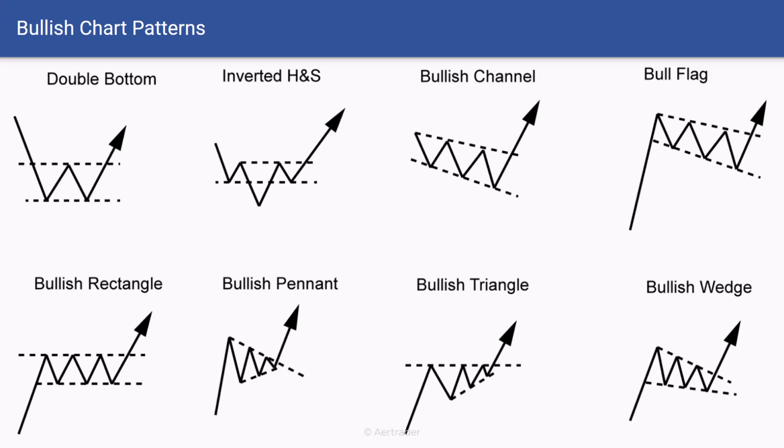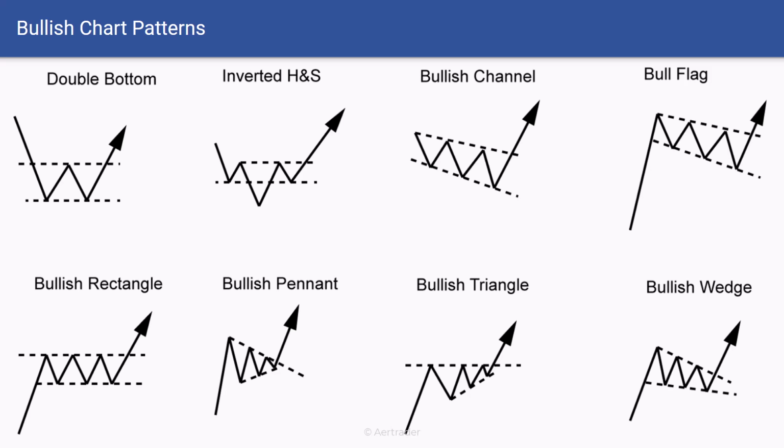Bullish rectangle. The bullish rectangle pattern is a technical chart pattern that is often seen as a continuation pattern, meaning that it signals a potential continuation of the previous uptrend. It is formed when the price of a financial instrument is trading within a horizontal range, with parallel lines acting as support and resistance levels.